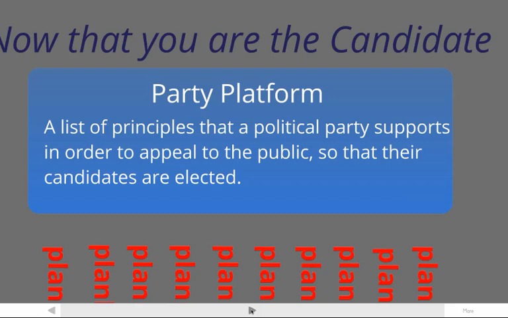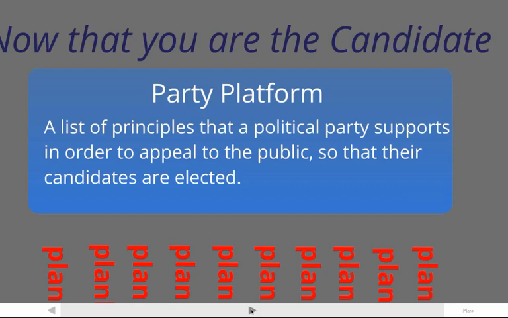So if you're a Democrat, you're going to have a little more liberal platform, whereas if you're a Republican, you're going to have a more conservative platform. And we call it a platform because it conjures up the image that a politician or somebody running for office is standing on a stage. And so that platform is the combination of all the different issues, or the stand on all the different issues that a candidate takes.